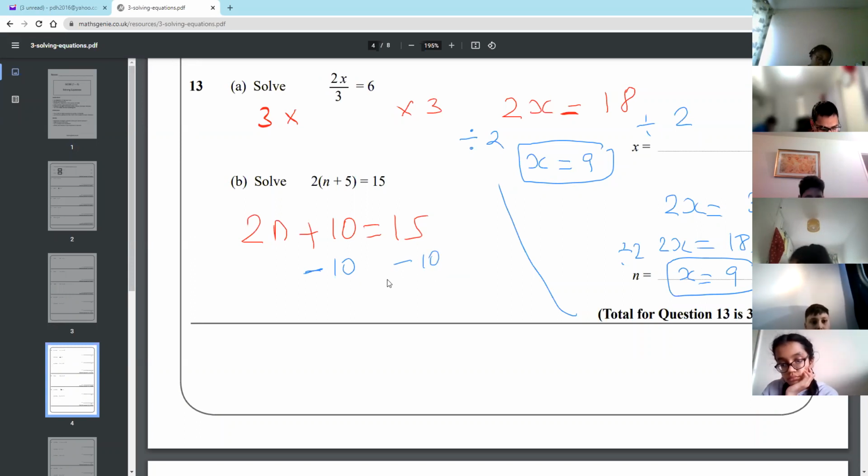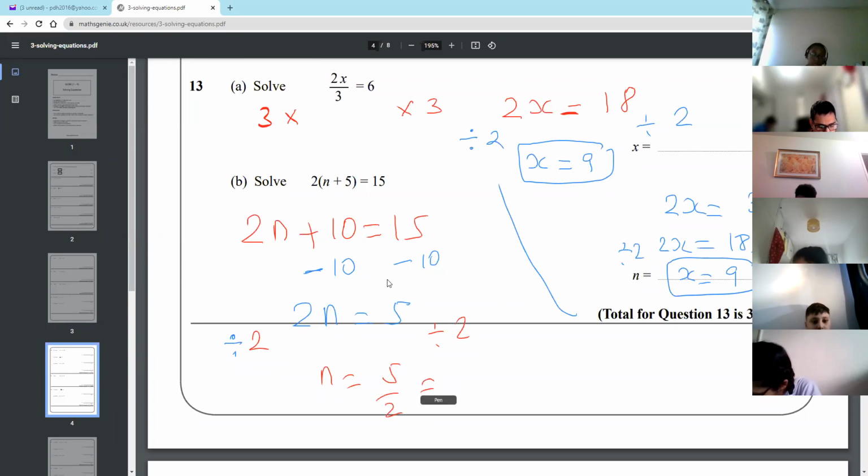Minus 10, minus 10. We get 2n equals to? 5. And what do we do after that? So 5 divided by 2 is 2.5. So n equals 2.5. Very, very good. We can write 2.5 or 5 over 2. Both ways we get the marks.